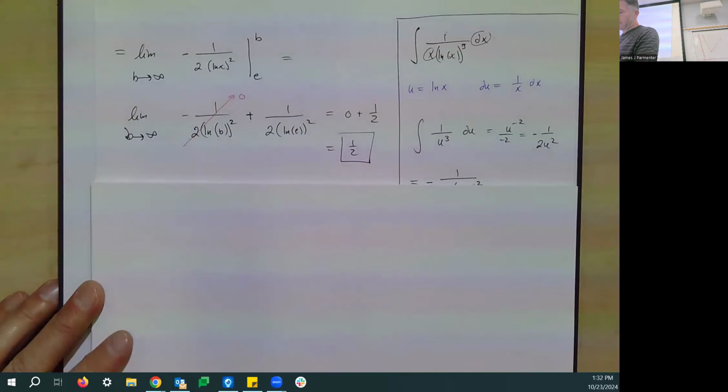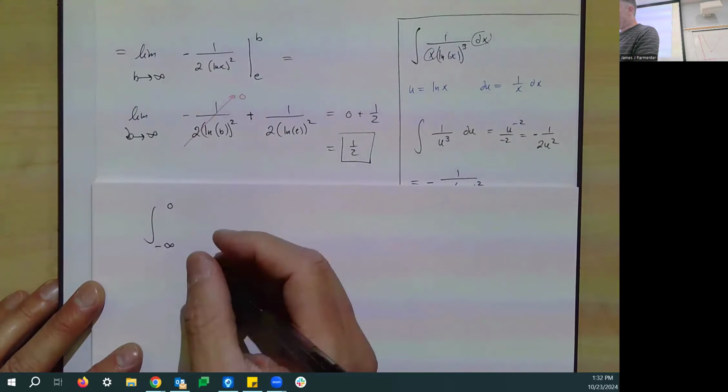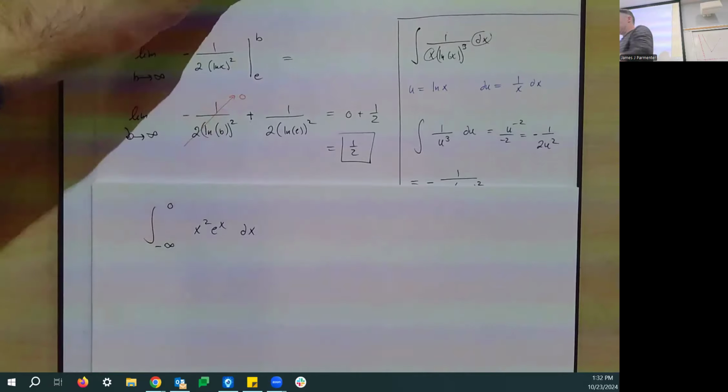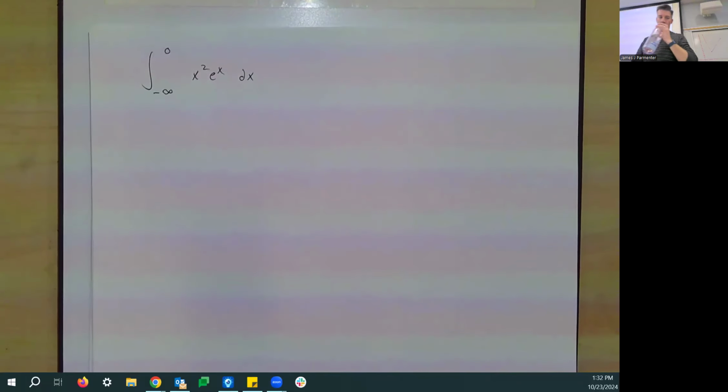Let's look at the following: the integral from negative infinity to 0 of x squared e to the x dx. Before we do anything, in fact, I want you all to write down the first step. What's your first step going to be here? Write it down. Equals something. Only do the first step. You don't have to do any more than just the first step.